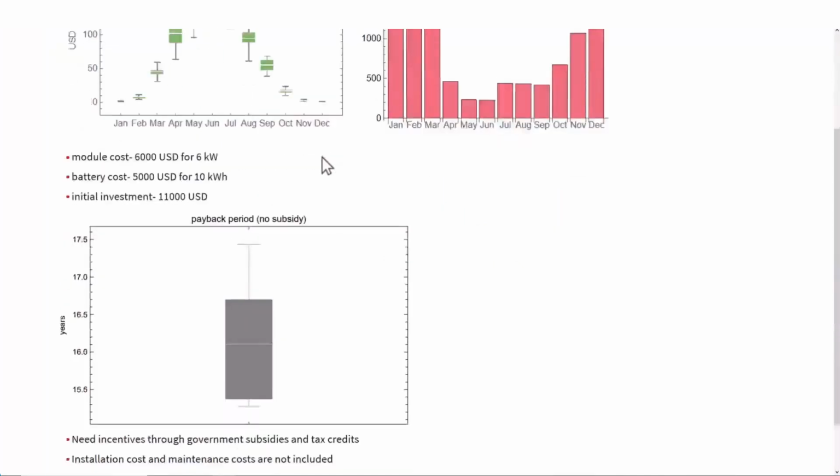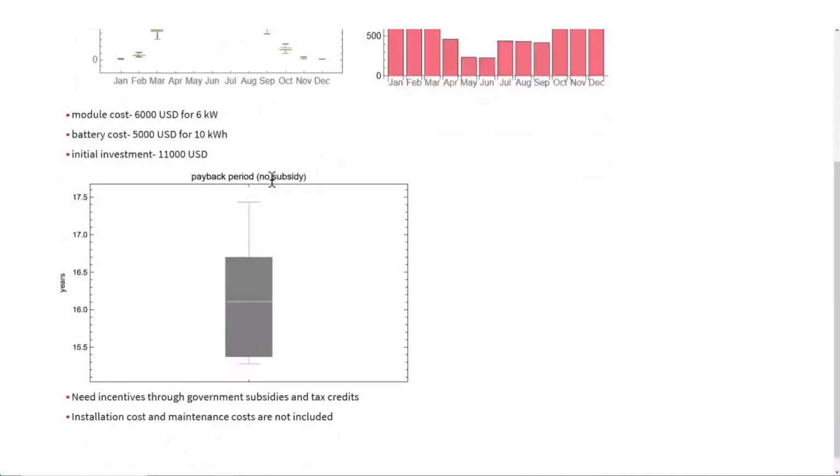Let's try to calculate the payback period. The overall cost of the system, including panels, batteries, inverters, and installation, varies depending on location. Maintenance costs also differ based on local conditions. If we consider only the costs of the panels and battery at today's prices, my estimated payback period is about 16 years. To make solar adoption more attractive in my area, I would need government incentives, or I should wait for the module and battery cost to go down further.